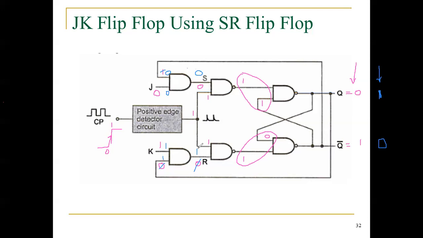So please listen carefully. Now 0, 1. Since one of the inputs is 0 here, my output will be 1 here. All the inputs are 1 here, so my output will be 0 here.